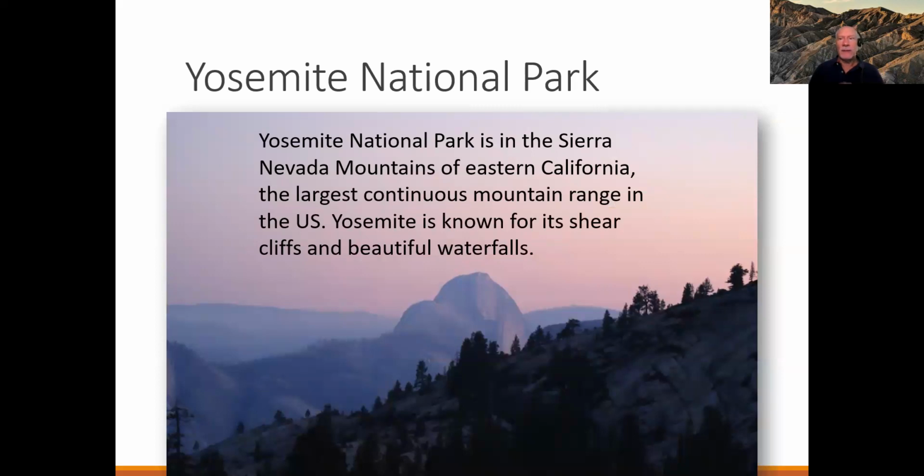Okay, so now getting to the national parks themselves. Yosemite National Park is located in California. It's in the mountain range we call the Sierra Nevada Mountains, which go a little bit into Nevada as well. They're a continuous mountain range that kind of go up and down the spine of California from the north all the way down to the south, and it's an old batholith.